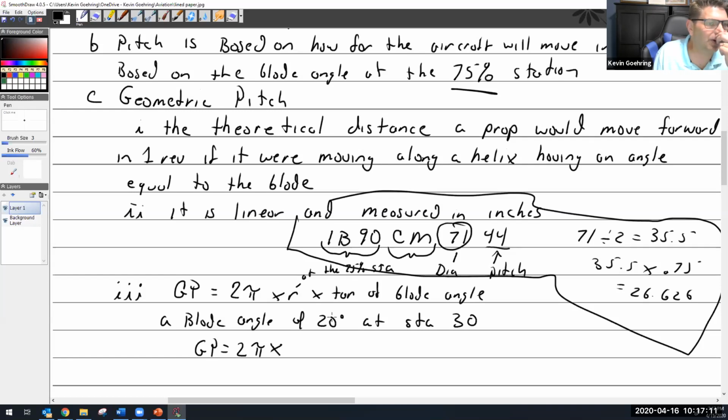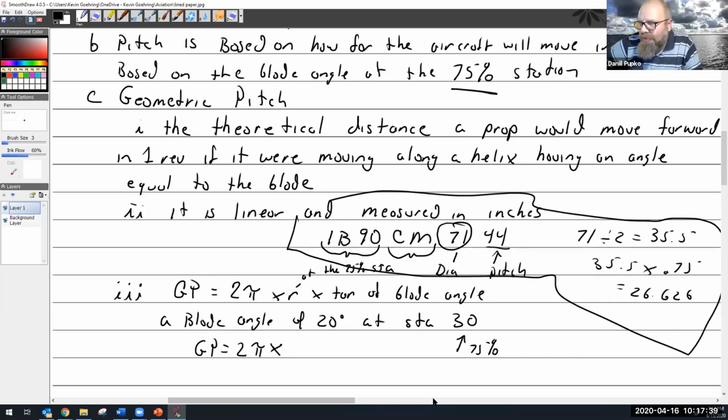So go ahead, Daniel. What was your question? So the station 30, it means 75% from some propeller, right? This is the 75% of some propeller. Okay. All right. And I got this right out of a book. I wonder if I should go back and double check their work on it. I just kind of took it for granted.